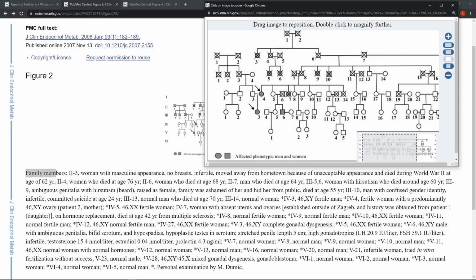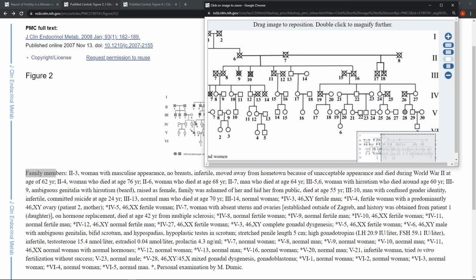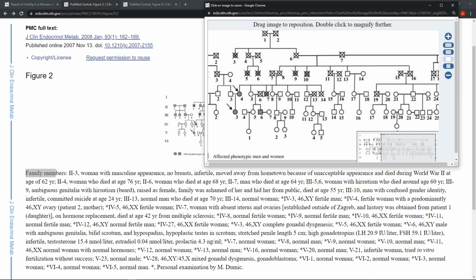4-8, normal woman. 4-9, the normal woman's husband, completely typical. 4-10, fertile woman with XX chromosomes. 4-11, normal XY man. 4-12, XY man. 4-27, way out here, is typical XX fertile woman. Generation 5 now.